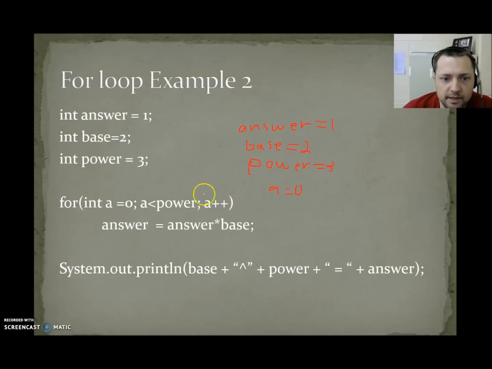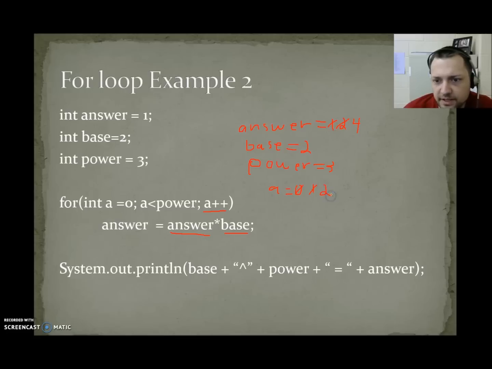So we start off, is 0 less than power? Power is a 3? Yes. So answer equals itself, 1 times the base, which is 2. So answer becomes 2. A gets a plus plus, becomes 1. Is 1 less than power? Yes. So we're going to do this code again. Answer equals answer times base. 2 times 2, 4. A becomes a 2.